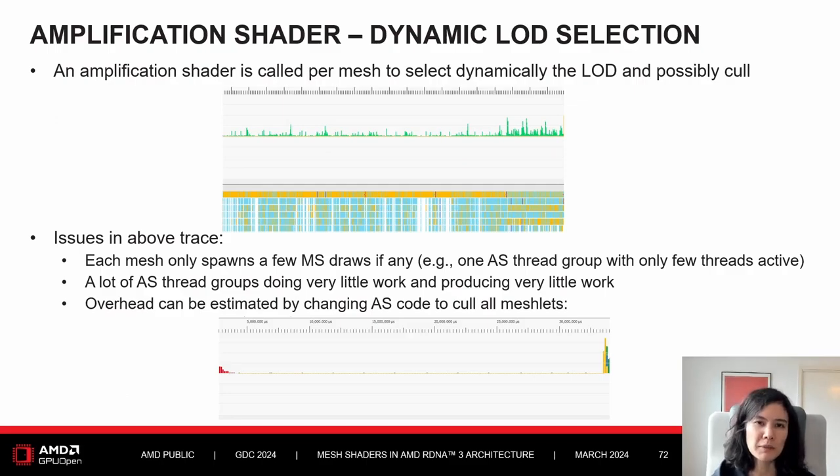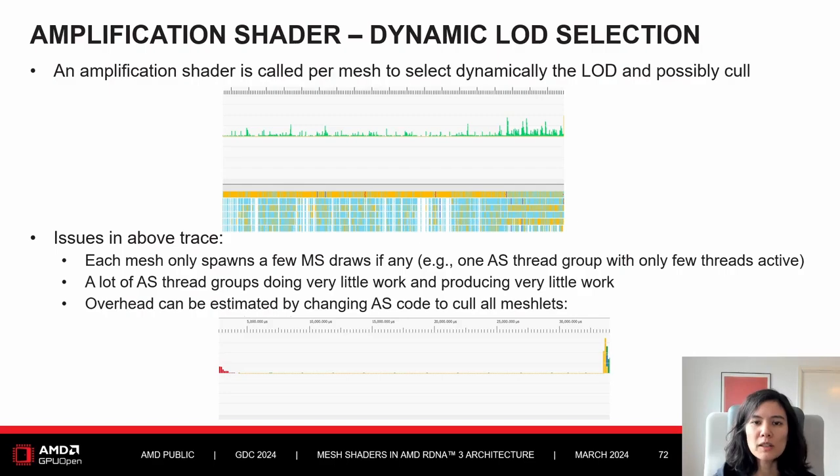You can also use the amplification shader thread groups to select dynamically the level of detail. And on this slide, I have a small example of how to not do it. So amplification shaders were used in this example to select dynamically the LOD and also possibly cull. And the strategy was to have one amplification shader call per mesh. The problem was that each mesh only spawned a few mesh shader draws, if any.